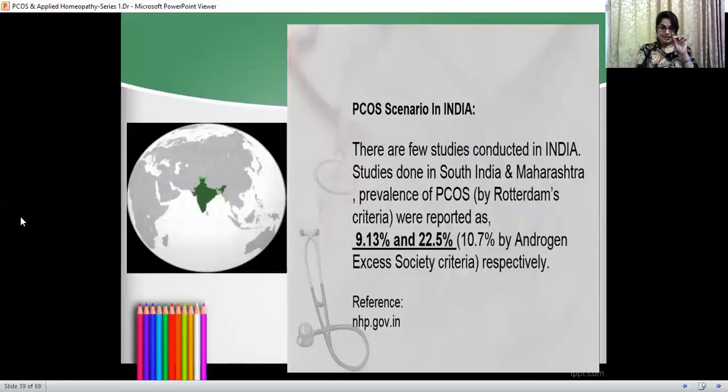So let's discuss the PCOS scenario in India. There are a few studies conducted in India, done in South India and Maharashtra. Prevalence of PCOS by Rotterdam's criteria was reported as 9.13% and 22.5%. So in South India you have 9.13%, and in Maharashtra you have 22.5%. And it is increasing. It is not decreasing. It is increasing. References in this link.